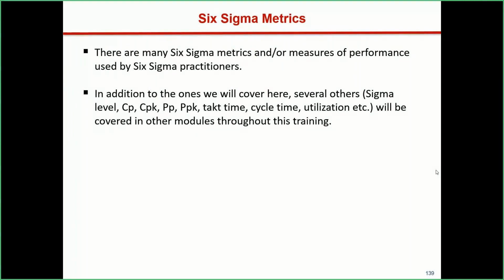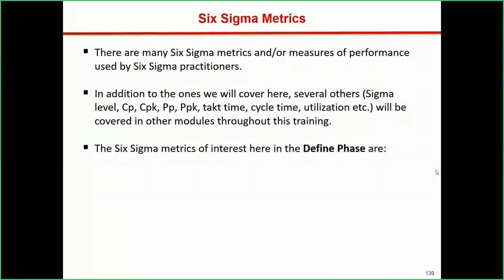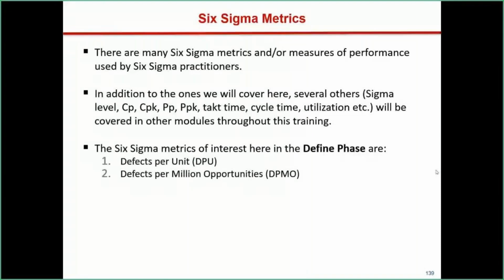There are many Six Sigma metrics or measures of performance used by Six Sigma practitioners. In addition to the ones we will cover here, several others, such as Sigma level, CP, CPK, PP, PPK, takt time, cycle time, and utilization, will be covered in other modules throughout the training. The Six Sigma metrics of interest here in the define phase are defects per unit, defects per million opportunities, yield, and rolled throughput yield, RTY.